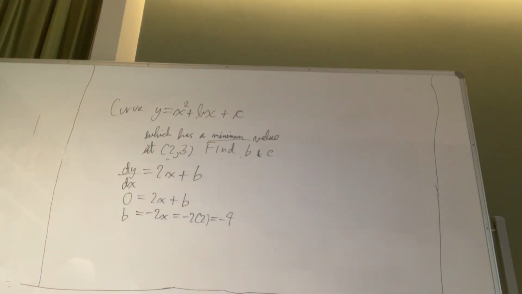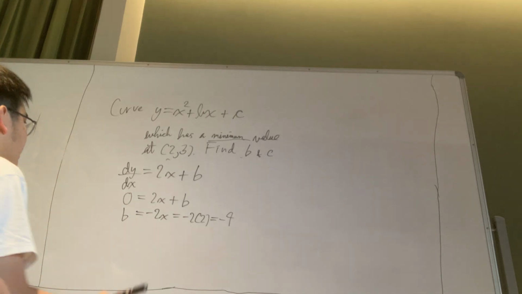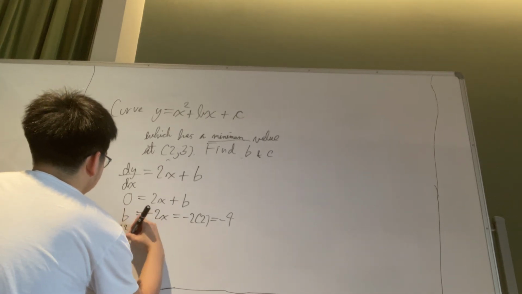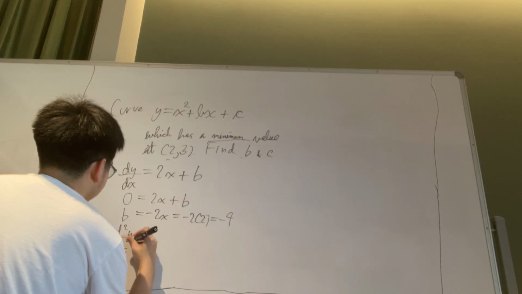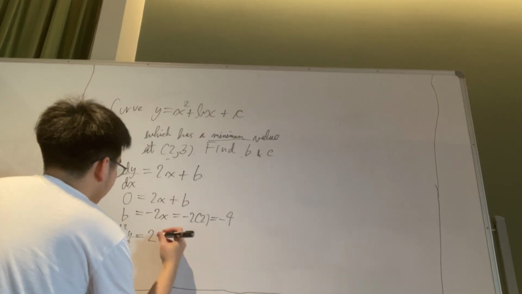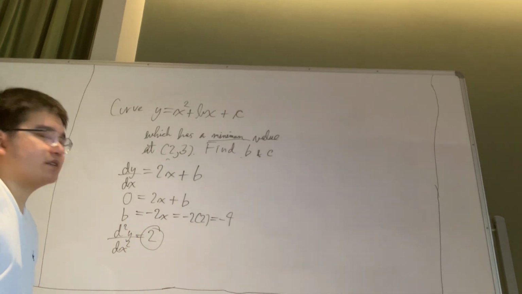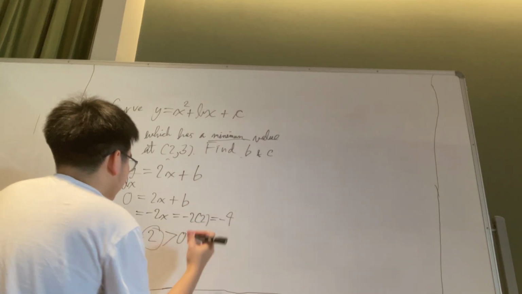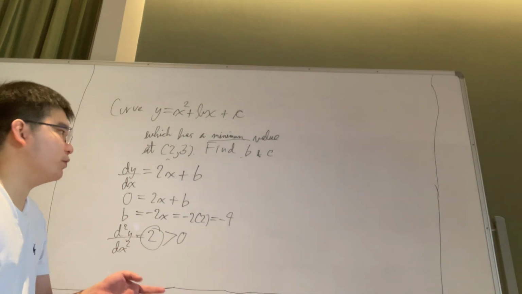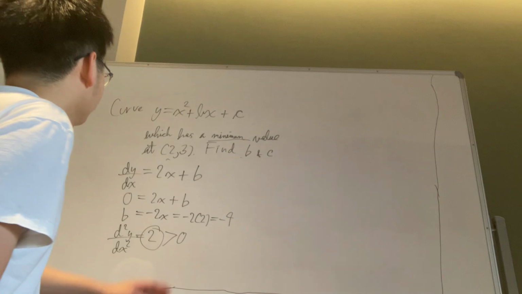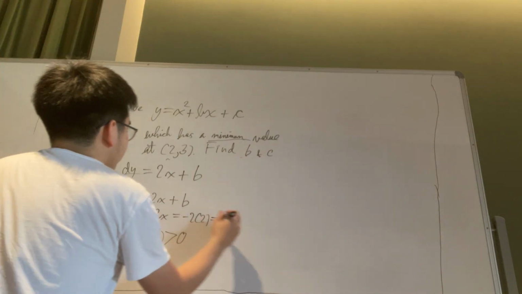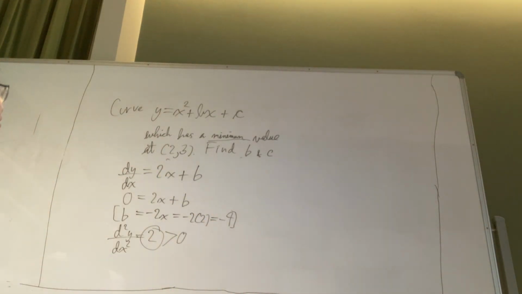Oh wait, actually never mind. Doing the second derivative is pointless, because if I do the second derivative, I get d squared y over dx squared, which equals 2. It's independent of x, so this is always going to be positive. So this is good enough. b equals -4. Sorry about that.